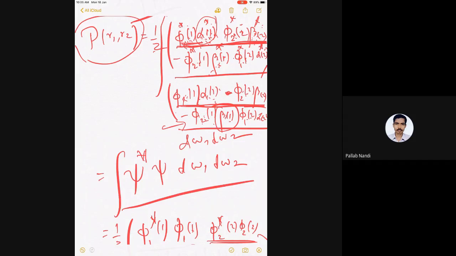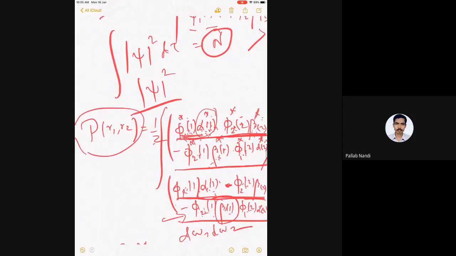So the first one is alpha 1, and this is beta 2. This integrates with alpha 1 and beta 2, so the alpha 1 is 1, beta 2 is 1. So what remains is phi 1 star 1, phi 1, phi 2 star 2, phi 2. That I'm not integrating.